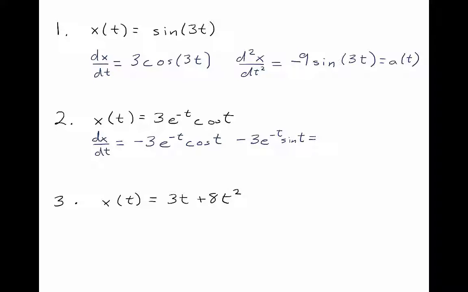To make the next step easier, I am going to consolidate this. So I'm going to pull out the minus 3e to the minus t that's in both terms. Then I have the cosine and the sine. Okay, next step, let's take our second derivative.